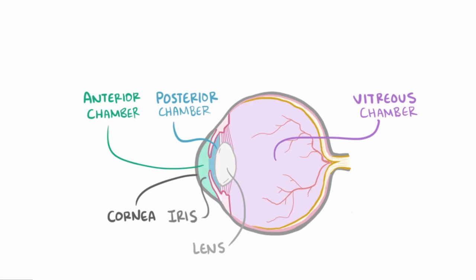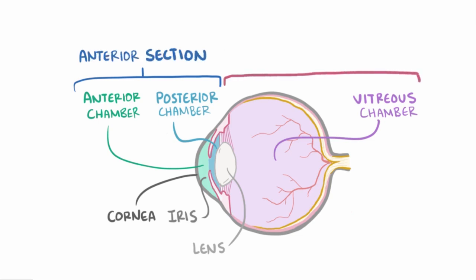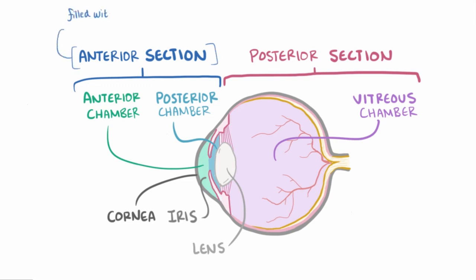Not to be too confusing, but both the anterior and posterior chambers are located within the anterior section of the eye, while the vitreous chamber is part of the posterior section of the eye. Typically, each of these chambers is filled with fluid. The chambers in the anterior section are filled with a liquid called aqueous humor, and the posterior section is filled with vitreous humor.